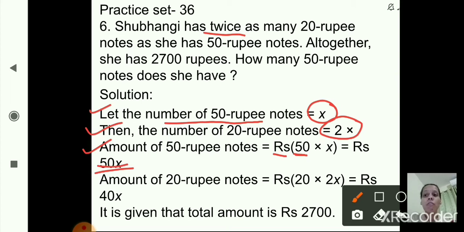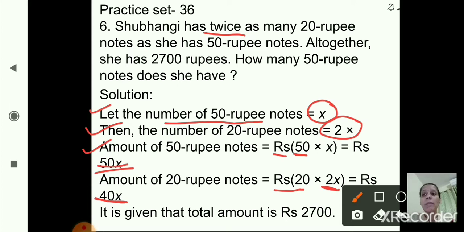Now we will find out the amount of 20 rupees notes. The amount of 20 rupees notes is equal to rupees 20 multiplied by the number of 20 rupees notes she has, which is 2x. So rupees 20 multiplied by 2x. 2 twos are 40, multiplied by x, that is 40x. So rupees 40x. Till here I hope we are clear.